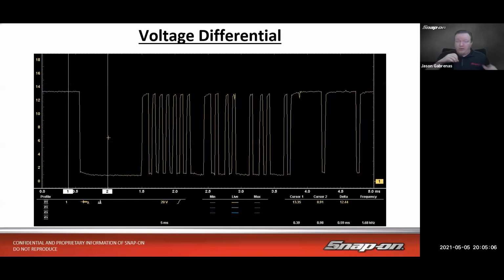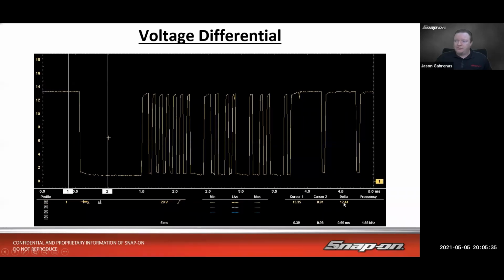So with networks, how they work is what we call a voltage differential, right? So we have a high side and a low side. In this case, we're looking at a LIN bus signal. So LIN bus works off a 12-volt differential. So we have a high side and a low side. In this case, this LIN bus happens to run at alternator voltage. So we have a high side of 13.35 volts, and then on the low side, we have 0.91 volts.